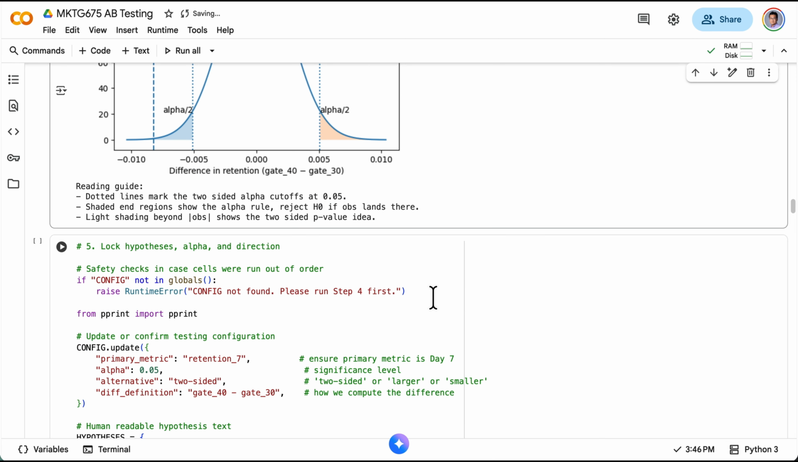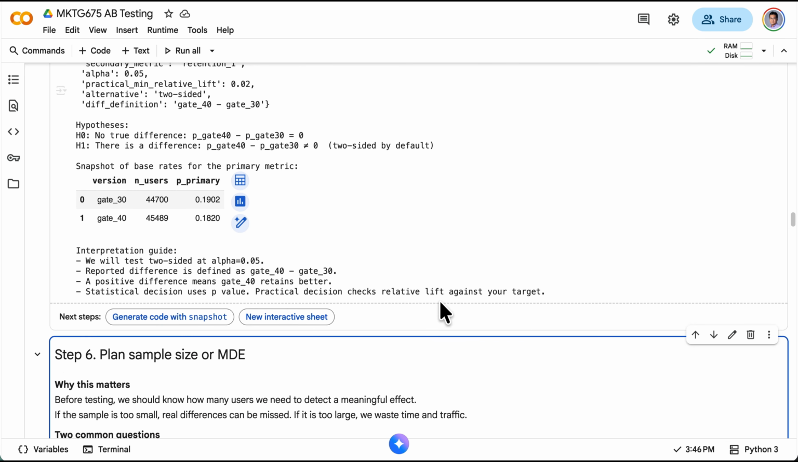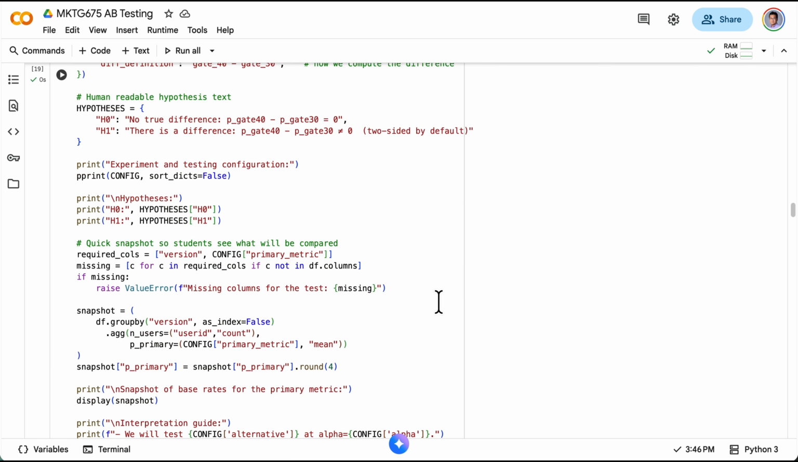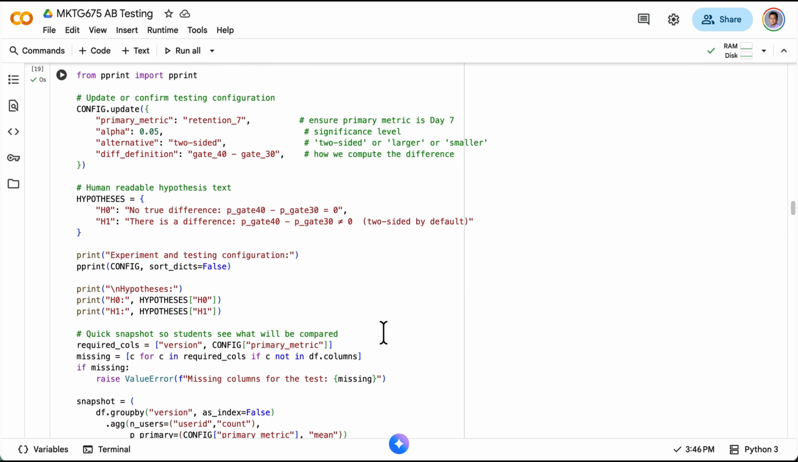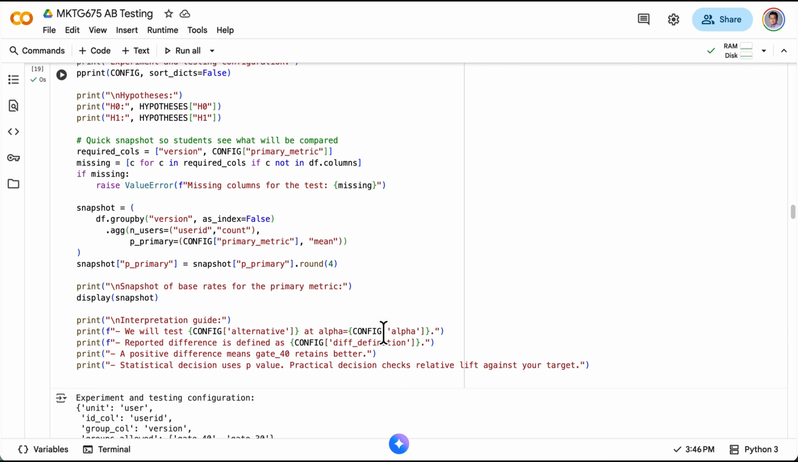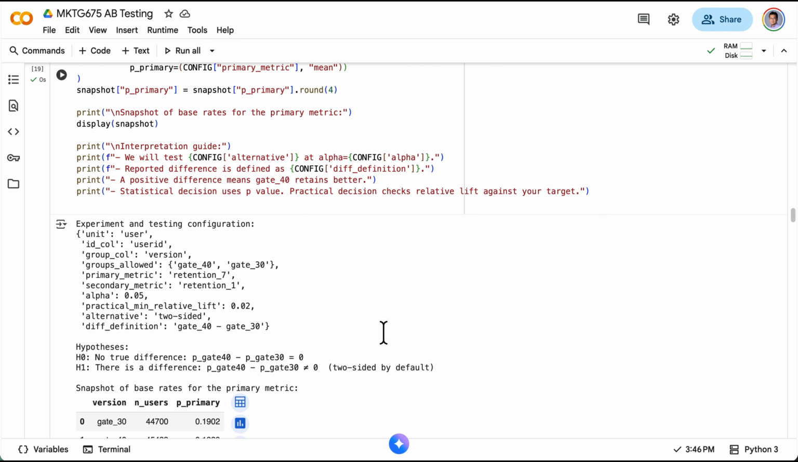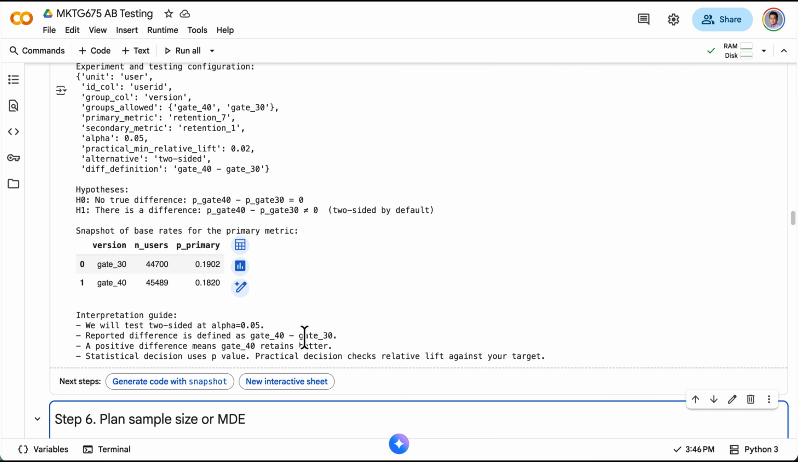Here, we print the finalized testing configuration and a snapshot of day 7 base rates. We will test two-sided at alpha 0.05, report the difference as gate 40 minus gate 30, and interpret positive values as better retention for gate 40.